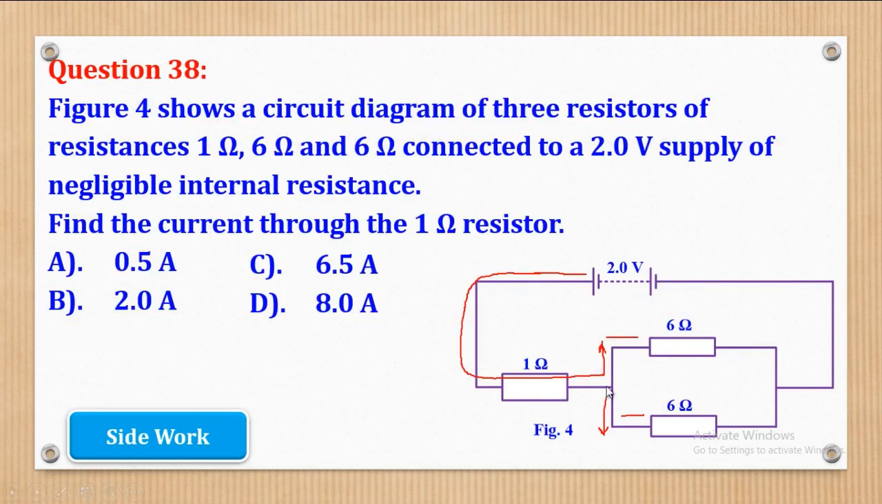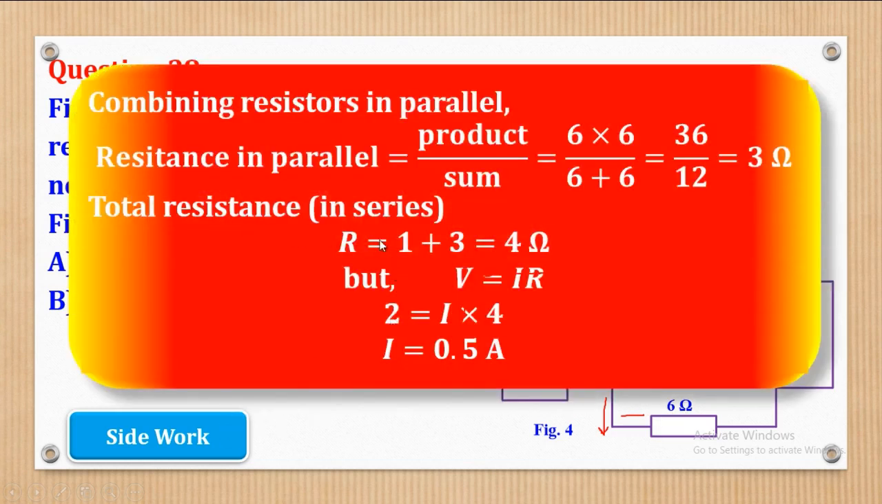So in the end, we have now this one combined resistor, and this combined resistor of 3 ohm will be in series with this one resistor. That means that getting the total resistance will be this one plus the 3 ohm, which is got from these two resistors in parallel. Now we're going to say that total resistance will be equal to 1 plus 3, which is equal to 4 ohm.